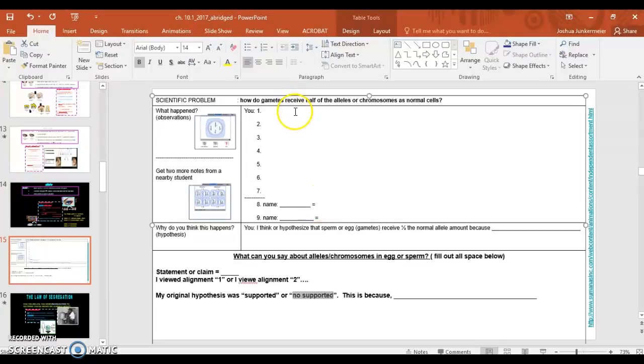And any observations you take down here, they should be helping you understand this original problem. So all your observations should be based on the fact that you're trying to understand how half the alleles end up in the sperm cells. All right, good luck.